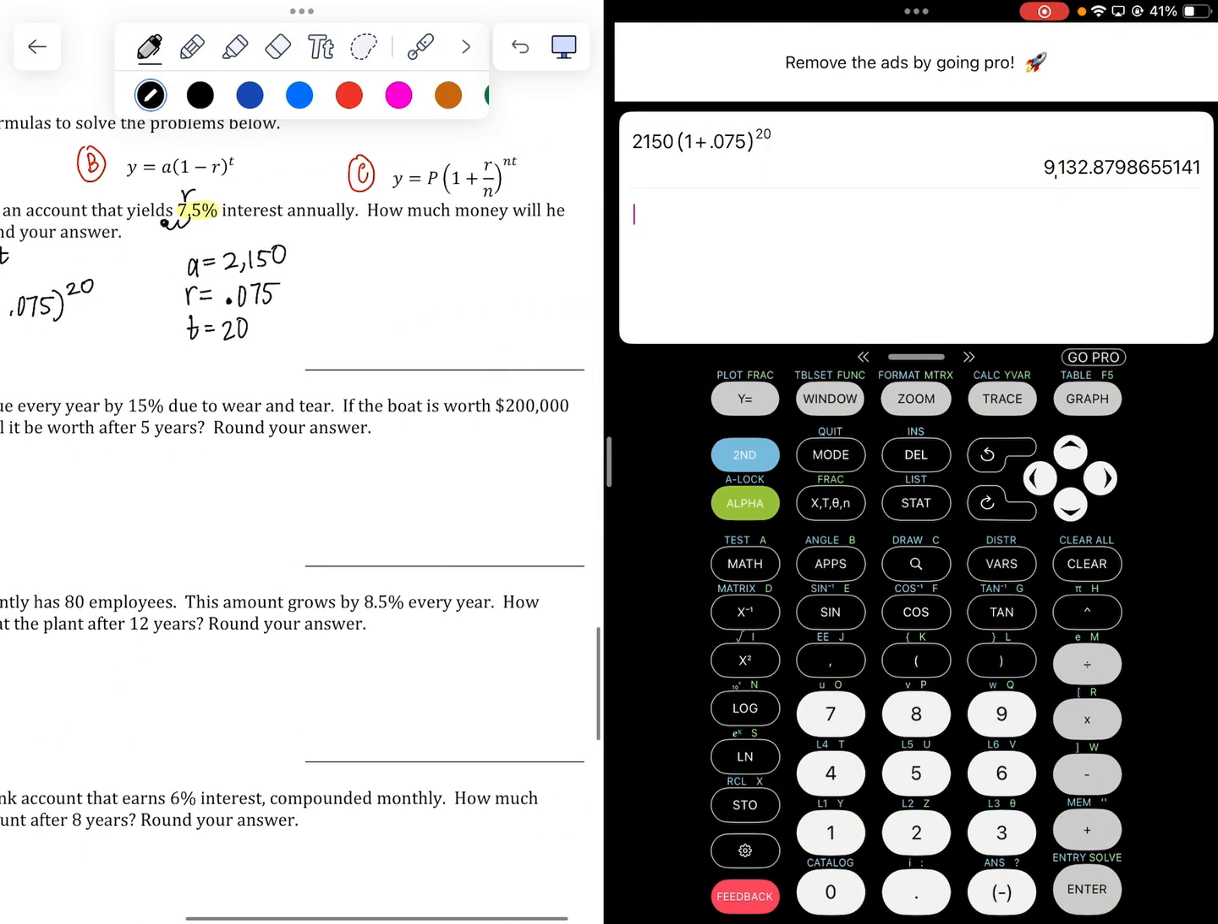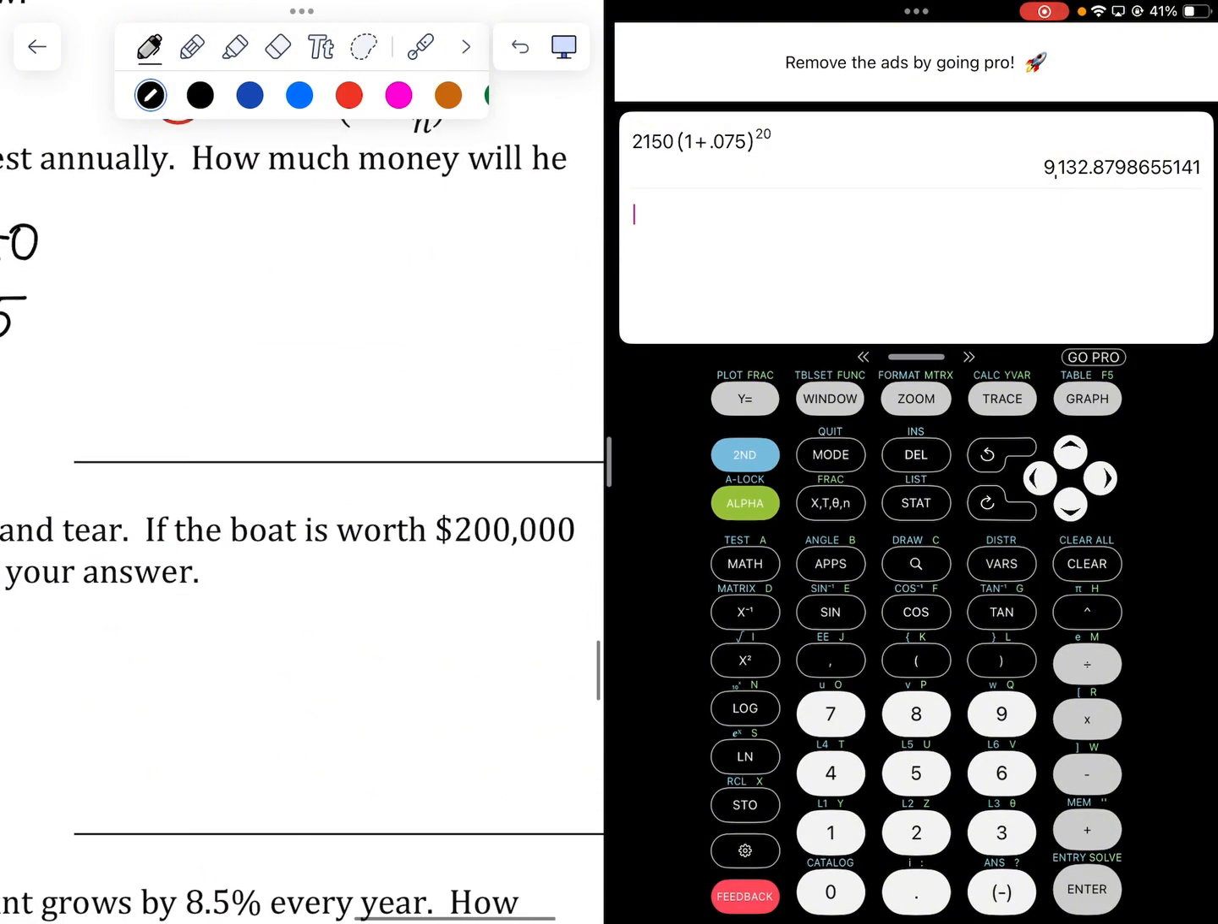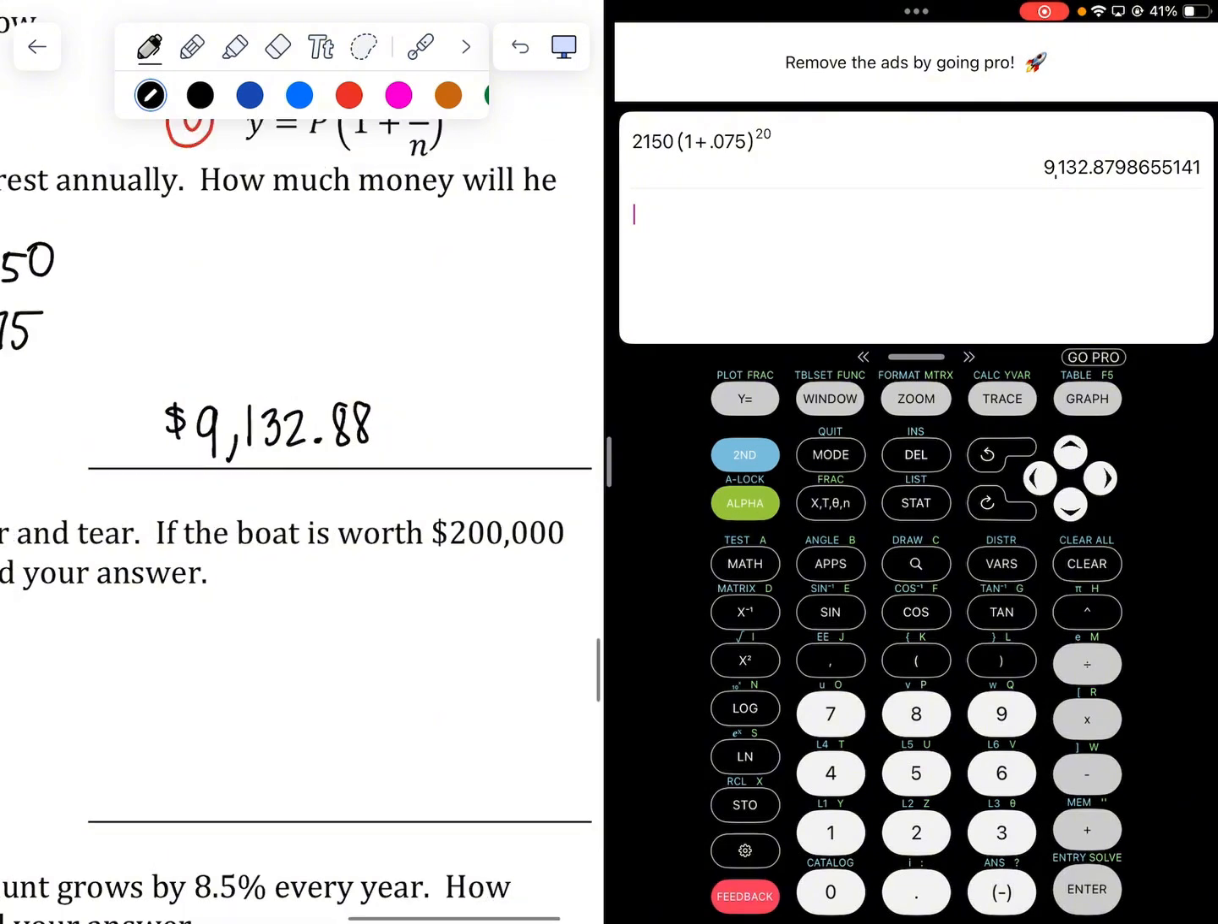So I get the number 9,132. And since it's money, we have to round to the nearest hundredth. So 88 cents. Are there any questions?